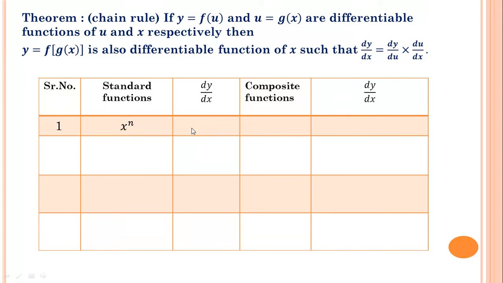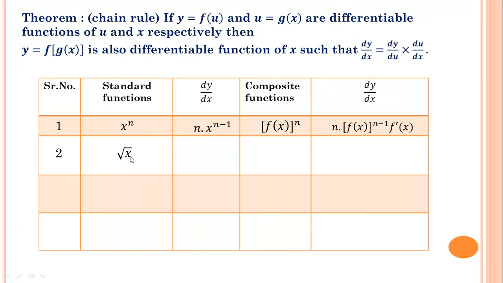Now the first standard function is x raised to n. All of you know this. Its derivative is n into x raised to n minus 1. Now the composite function related to that is f of x raised to n. As discussed earlier, we have proved that the derivative of f of x raised to n is n into f of x raised to n minus 1 into f dash x. So compare this derivative and this derivative. This is the derivative of the original standard function and this is the derivative of the composite function related to this function. Okay, now we will discuss further.